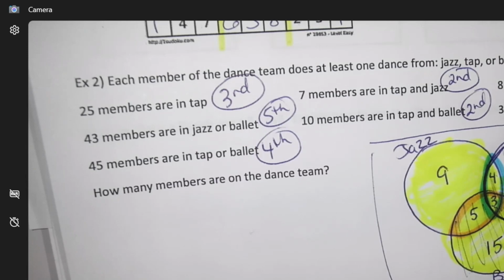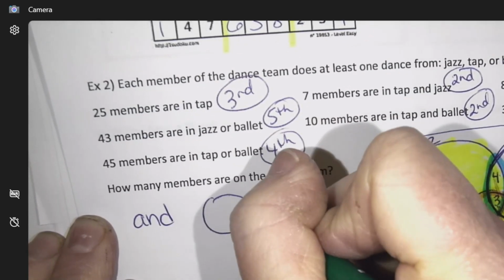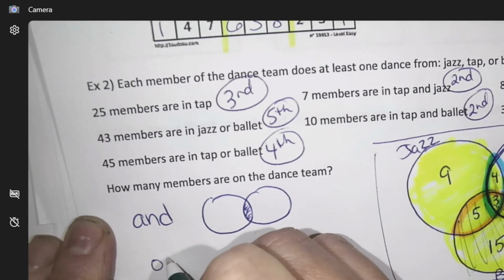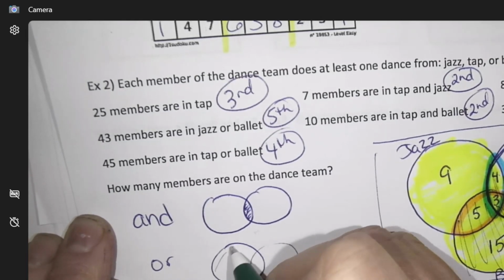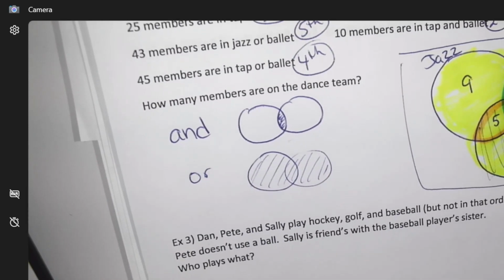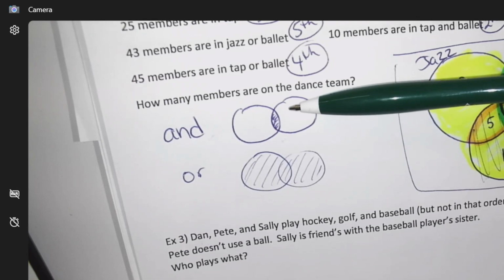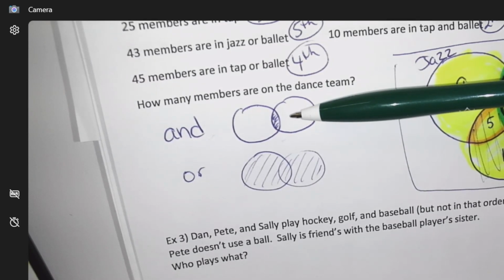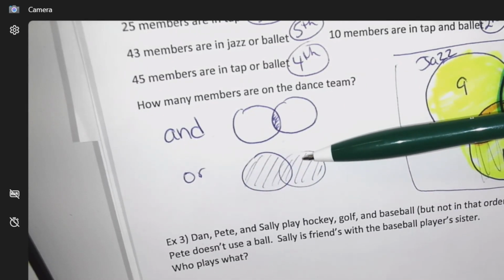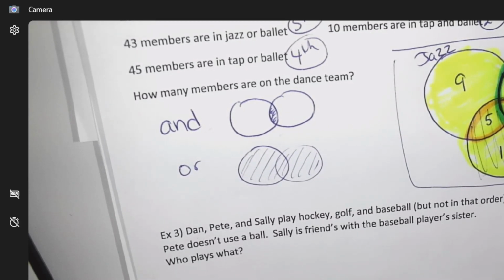Okay, so do you understand the word and versus or? I don't know, does this help you if I do this little separate diagram thing? When I say something and something, this is what I'm talking about. And when I say something or something, this is what I'm talking about. It can be anywhere in anything. The and is that it has to belong to both.